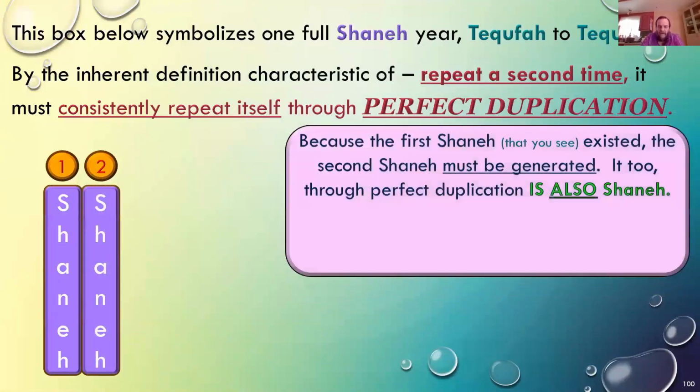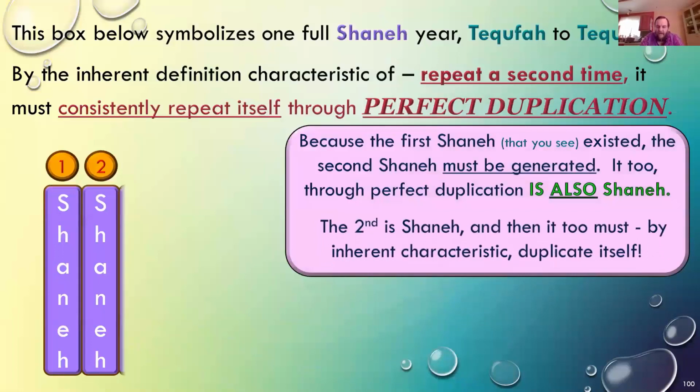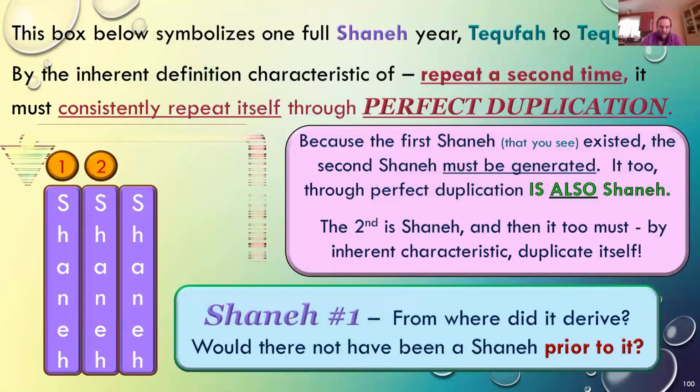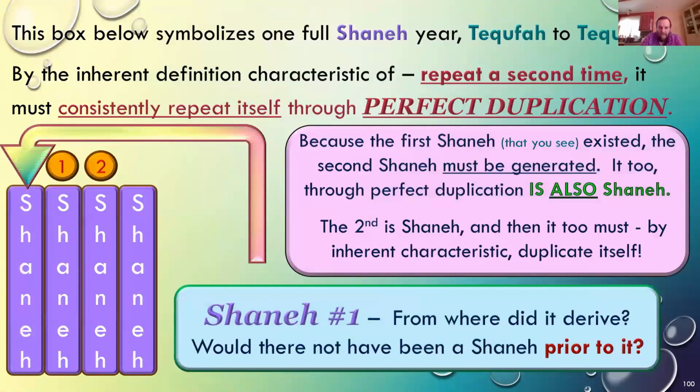It has duplicated. Because the first Shanae that you see existed, the second Shanae must also be generated. It too, through perfect duplication, is also Shanae. The second Shanae, and then it too must, by inherent characteristic, duplicate itself again and again, over and over. Shanae number 1, from where did it derive? Would there not have been a Shanae year prior to it? Otherwise, the Shanae year where you see the number 1 above it could not exist either. So there was a Shanae year prior to that.